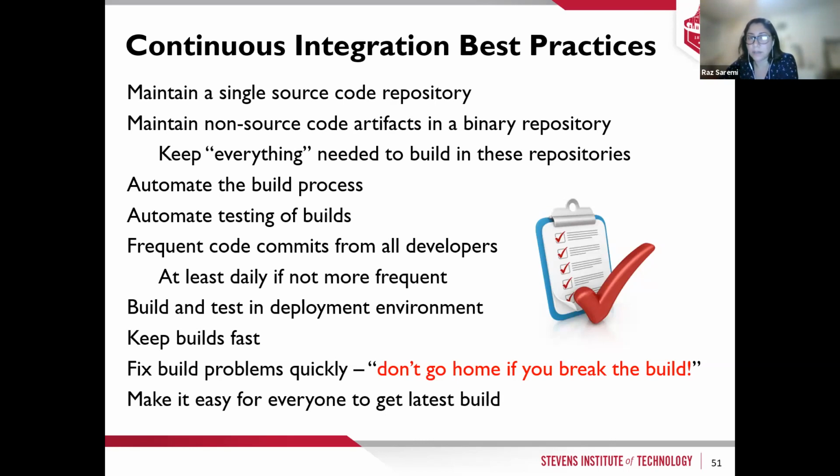We create an automated build process. We do automated testing, so every time I commit something, it is already tested because it's automated. We do frequent code commits. Why? Because everyone is working on the same single code base, so we want to make sure that everyone has access to the newest version of the code. Then we build and test in the deployment environment, not just whatever we wanted to do. And we fix problems as quickly as possible.